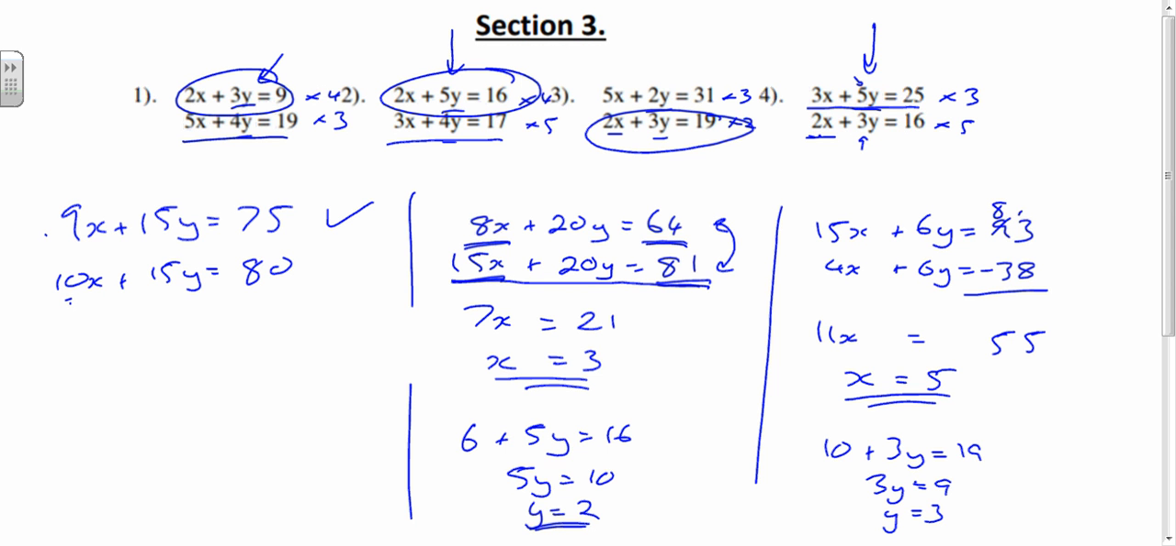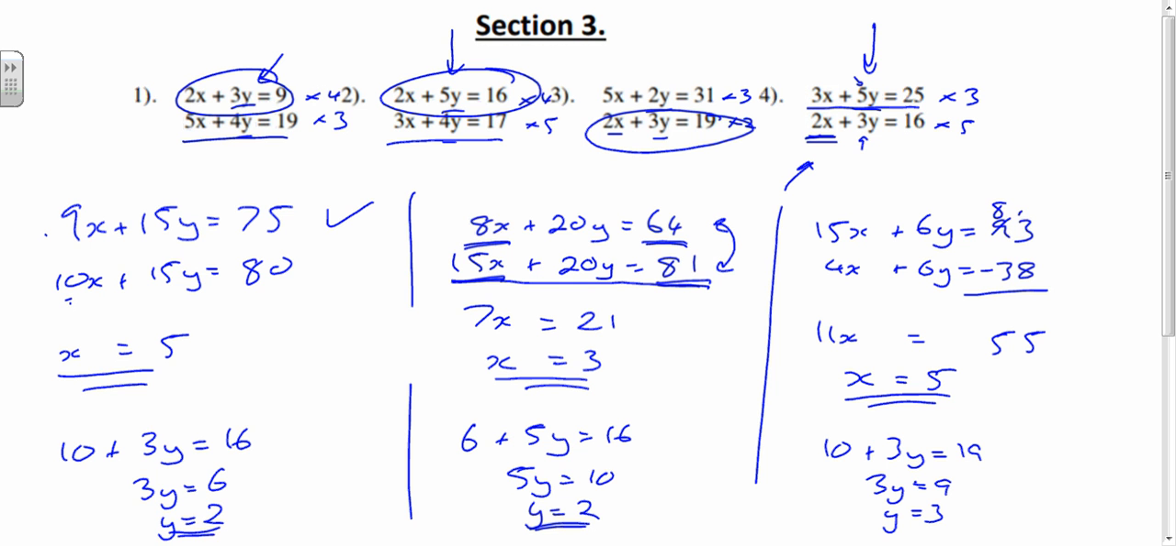So if we do 10x take away 9x, that equals single x. The y's disappear as before. 80 take away 75 equals 5. And then once you've got x as 5, substitute that in. So 2 lots of 5 is 10, so 10 plus 3y equals 16. Take away 10, 3y equals 6, and divide by 3, y equals 2.